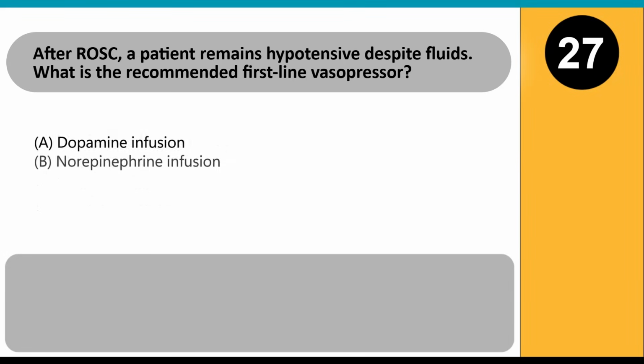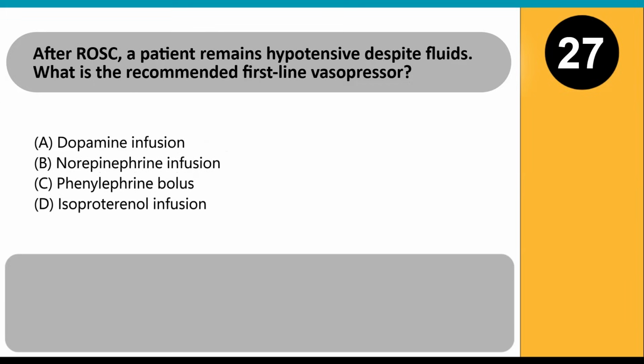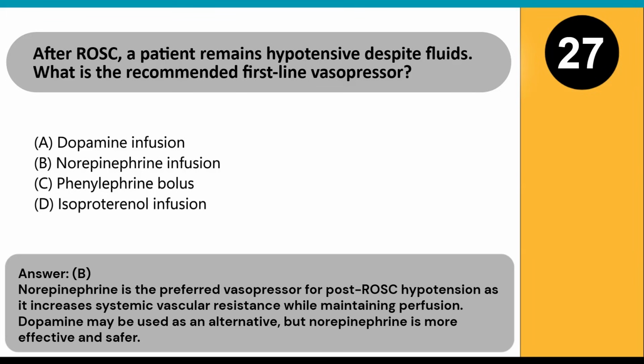After ROSC, a patient remains hypotensive despite fluids. What is the recommended first-line vasopressor? A. Dopamine infusion. B. Norepinephrine infusion. C. Phenylephrine bolus. D. Isoproterenol infusion. Answer: B. Norepinephrine is the preferred vasopressor for post-ROSC hypotension as it increases systemic vascular resistance while maintaining perfusion. Dopamine may be used as an alternative, but norepinephrine is more effective and safer.